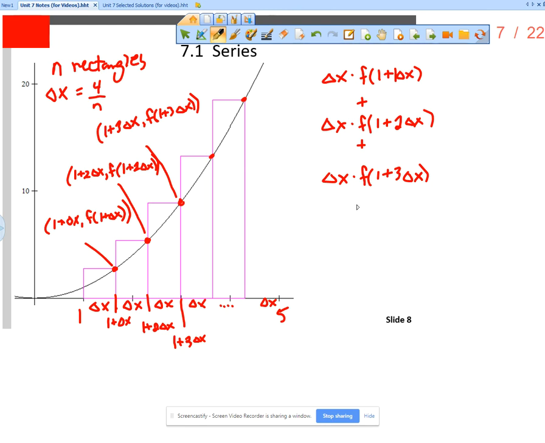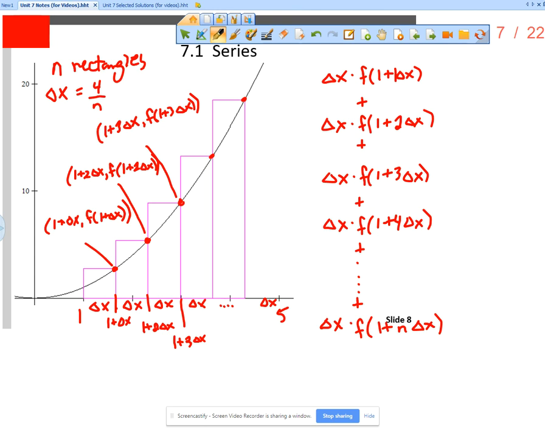Now we're going to find the area of the fourth rectangle. Well, what's the area of the fourth rectangle? Well, they're all delta x wide. So now, notice the pattern. f of 1 plus 4 delta x, and then 5 and 6 and 7. So we say plus and so on until we get to the end. The last rectangle is going to be the nth rectangle. So once again, it's going to be delta x wide. And what is its height going to be? Well, when we get to the end, the height is going to be f of 5. But if we follow the pattern, it's going to be f of 1 plus n delta x.